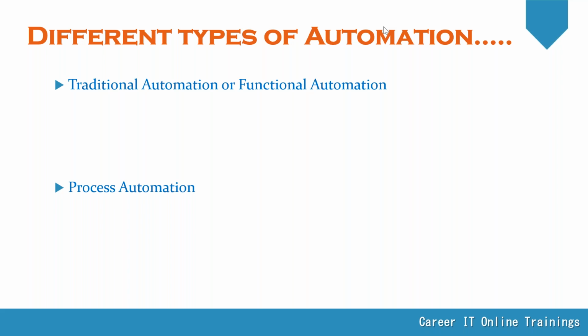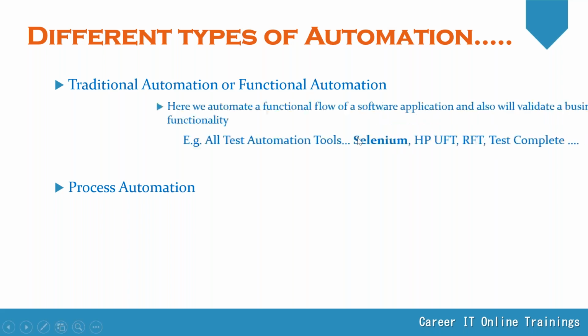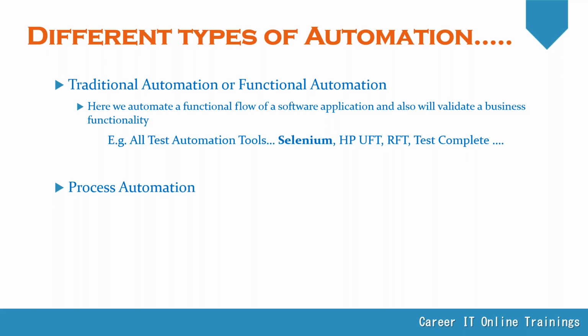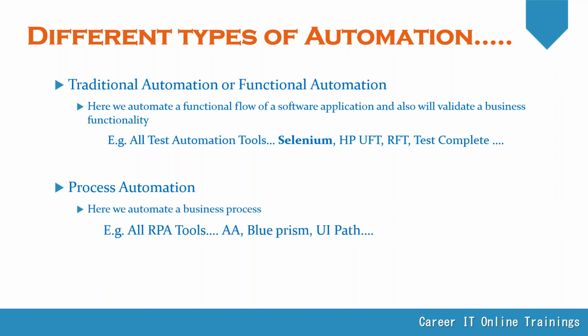There is a main difference between traditional automation and process automation. This is called traditional automation. We have a lot of traditional automation tools like Selenium, HP UFT, RFT, Test Complete, Protractor, Cypress. These are process automation tools, most of which are developed on top of artificial intelligence. When compared to the normal traditional automation tools, process automation has less programming, because it is developed on artificial intelligence.